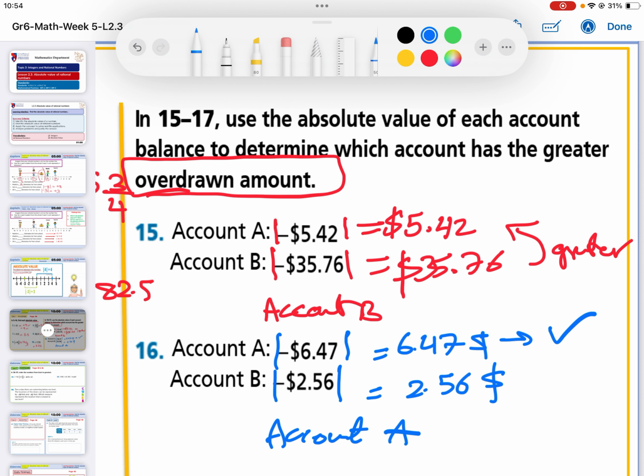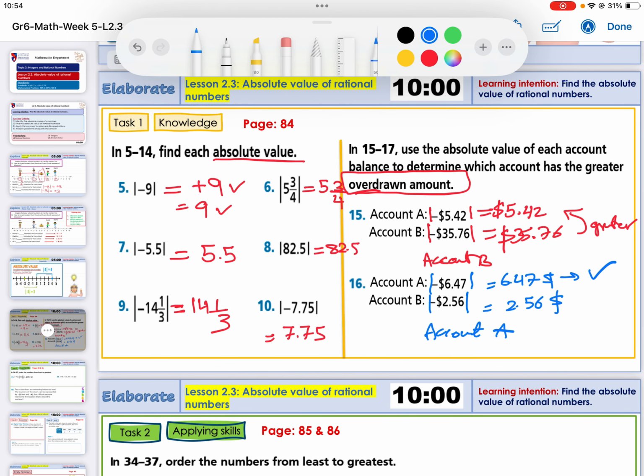Okay, so this is how you solve these types of questions in your book. You take their absolute values and then you compare which one has the greatest overdrawn amount. Okay, I hope it's clear for task 1.